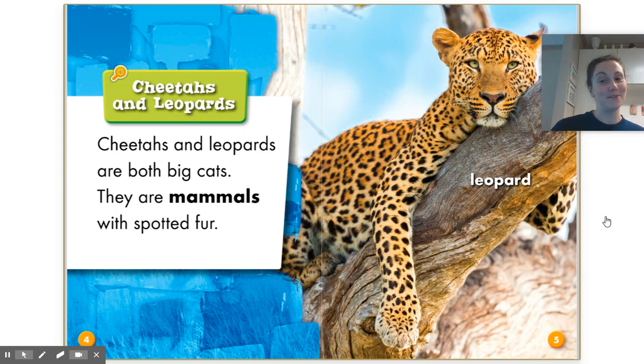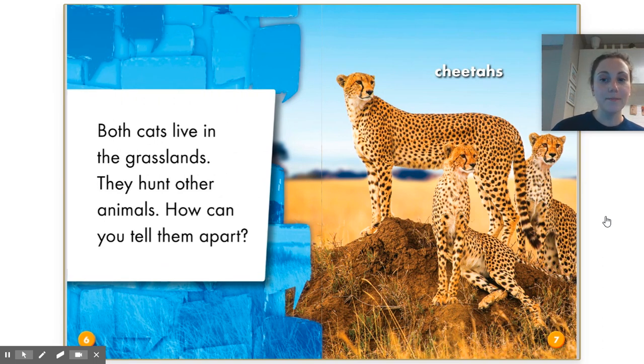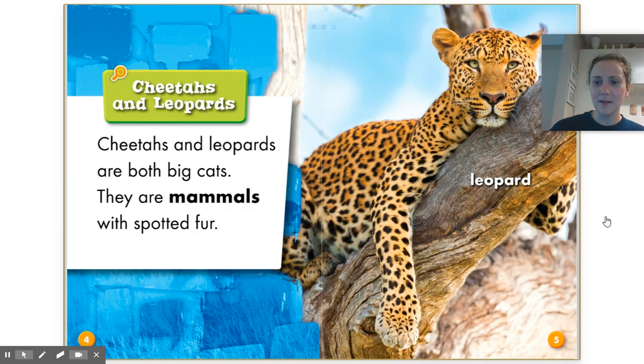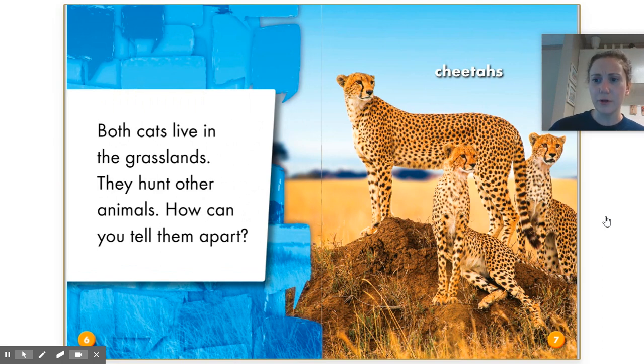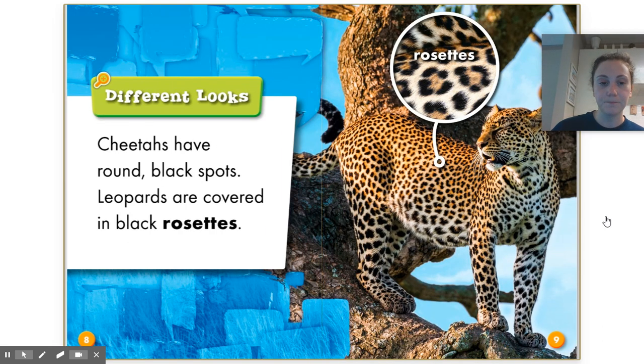All right, you're going to have to be listening for the signal words from now on. They are mammals with spotted fur. And you can see in the photograph over here, we have a label telling us that this is a leopard. Both cats live in the grasslands. They hunt other animals. There were two similarities on that page. How can you tell them apart? Wow, yeah, I'm looking at them, leopard and cheetahs. They do look really similar, but they do have some subtle differences. So let's learn about those.